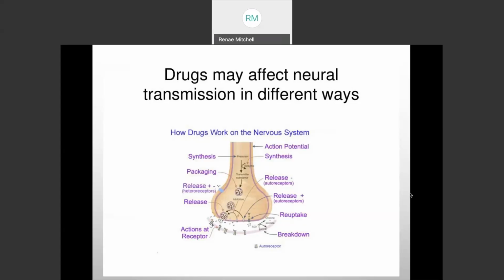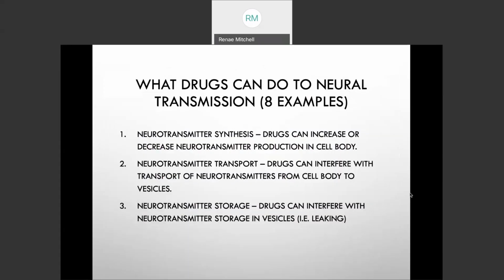Drugs can affect neurotransmission at each one of these steps in the process, moving from the synthesis and the creation of neurotransmitters all the way down to their reuptake into the cell. At any given point in that process, drugs can have an impact. So here are some examples of how that works. For neurotransmitter synthesis, the creation of neurotransmitters in the axon terminal of a neuron, drugs can increase or decrease the synthesis of neurotransmitters.